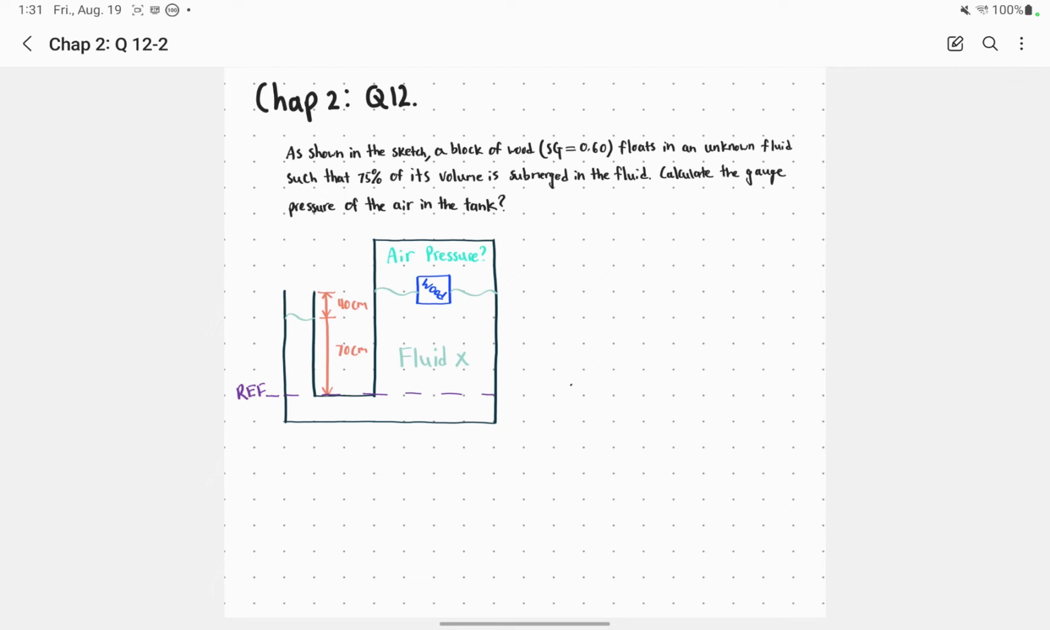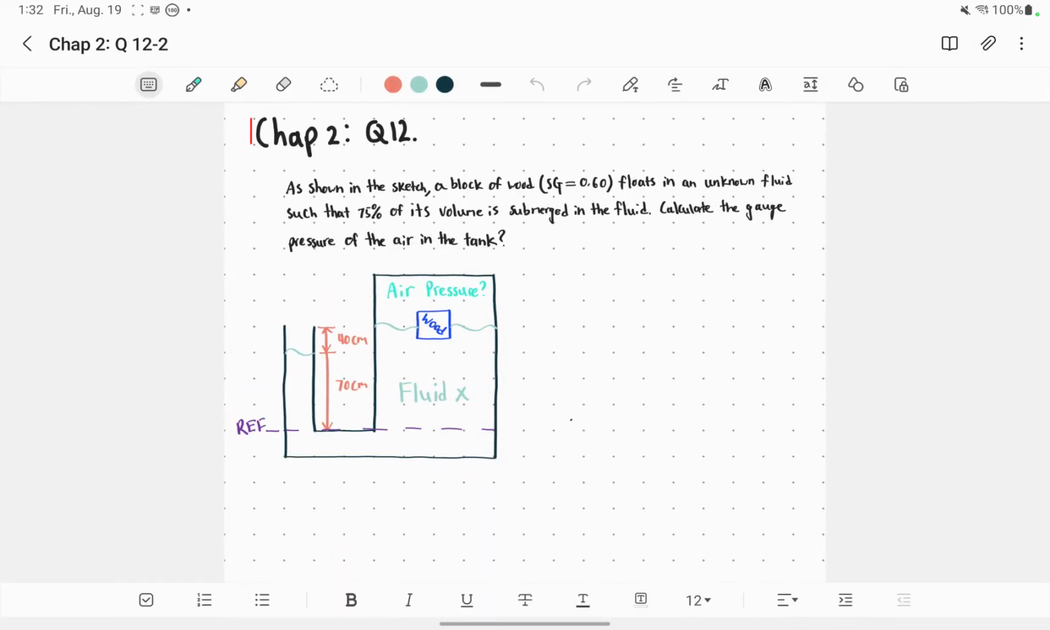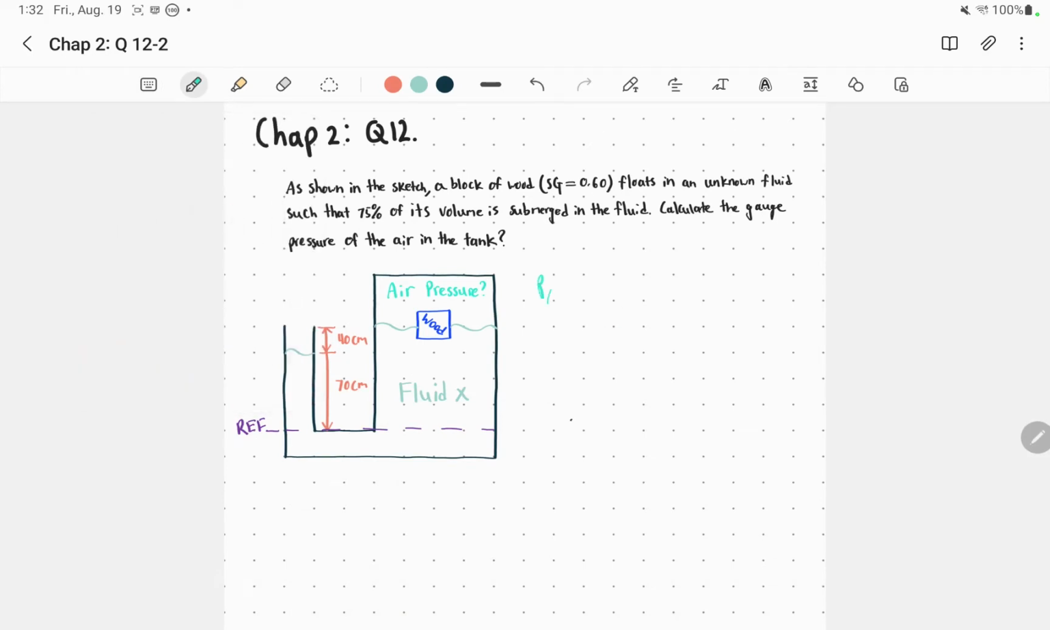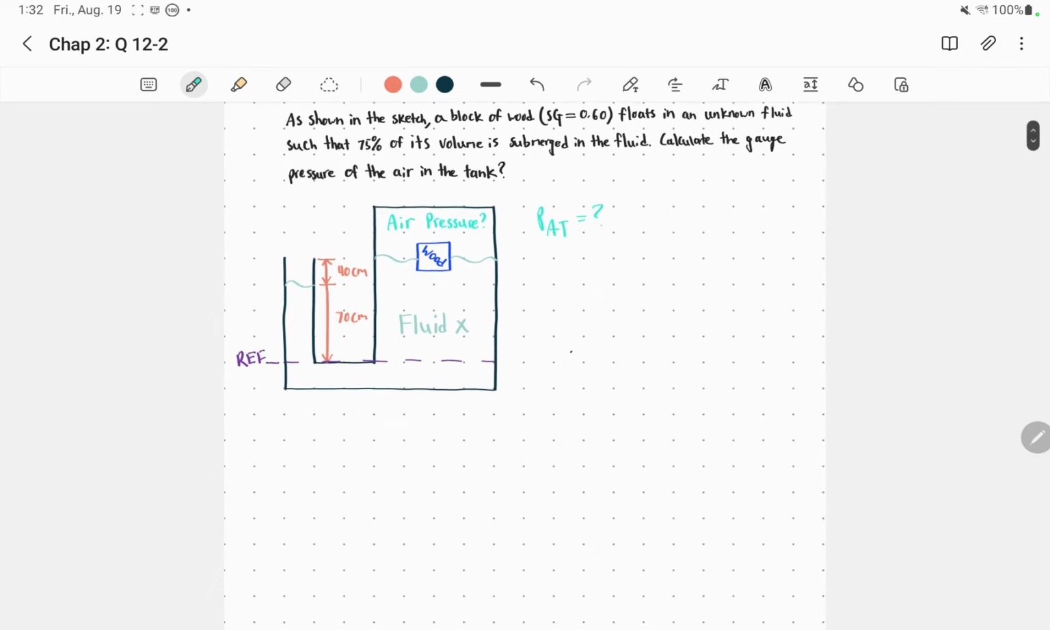Okay, for this question, Chapter 2, Question 12, we can see that there's a tank that's open on one end but sealed on the other, and they want us to find what the air pressure inside the tank is. So we're going to label that first. Let's go pressure, air in the tank, so PAT. So we need to find PAT.